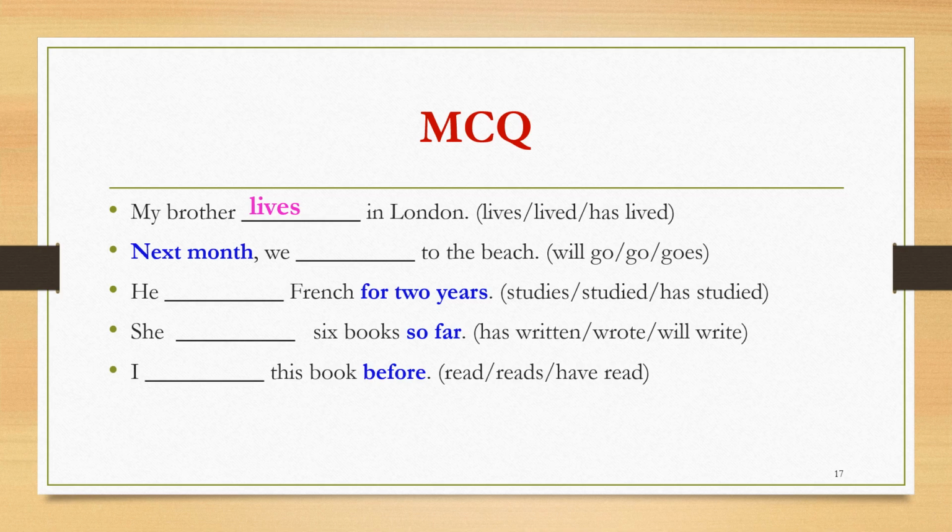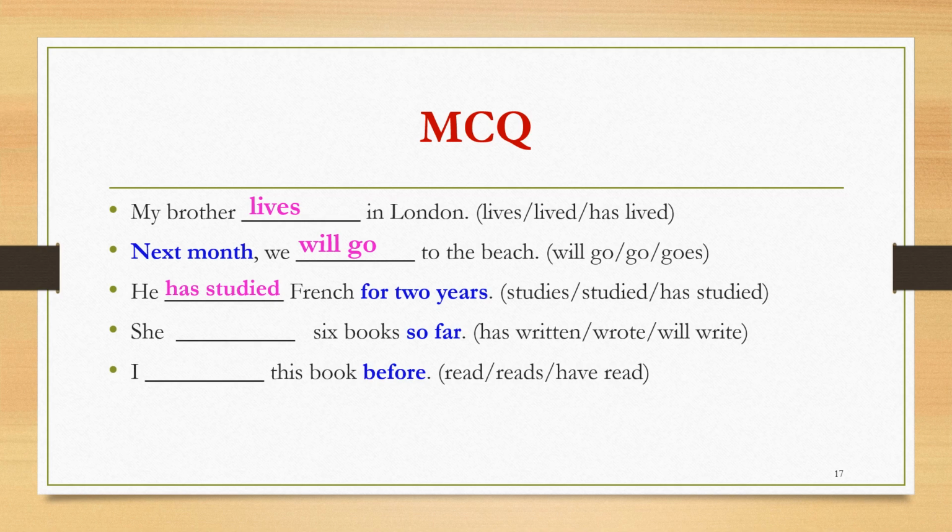The second sentence, next month we to the beach. So next month, it's a future. We will go. He, French, for 2 years. For 2 years, it's a duration. It indicates that it started 2 years ago and it's still relevant to the present, so we have to use the present perfect. He has studied French for 2 years.